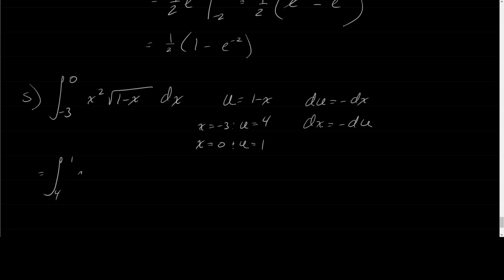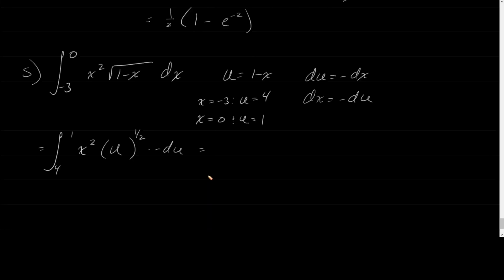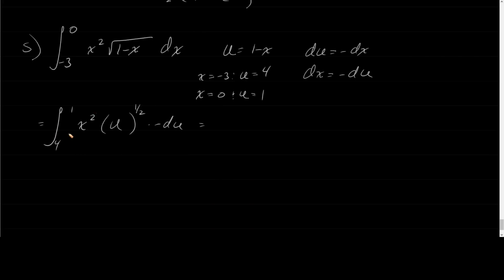This x squared, we didn't use it for our substitution. The square root, I'm going to write as to the power of 1/2. And this 1 minus x, that was our substitution. This dx is negative du. Notice here that we still have an x squared. So what do we do?